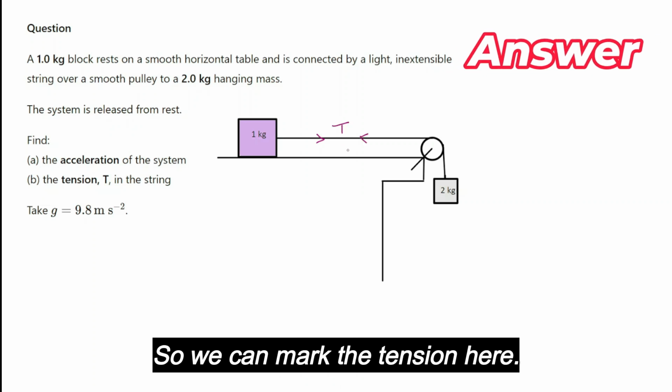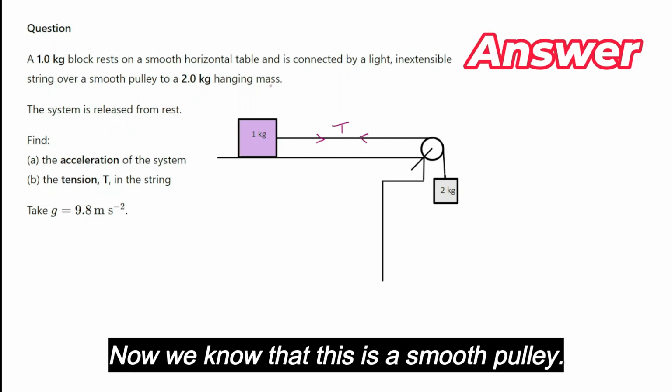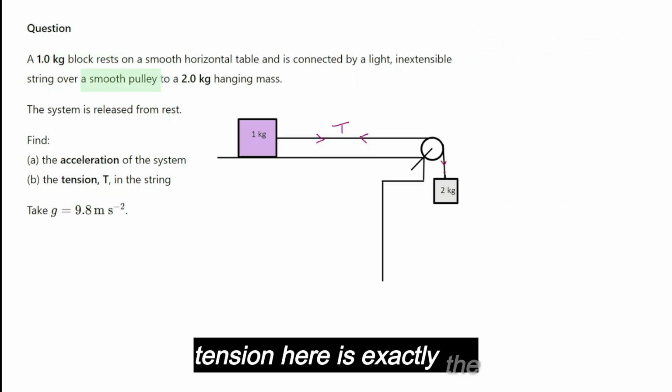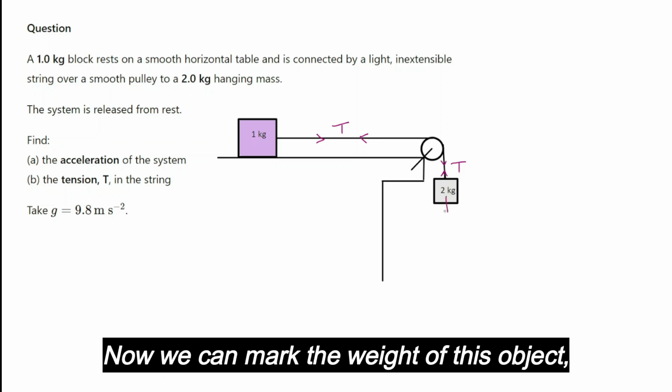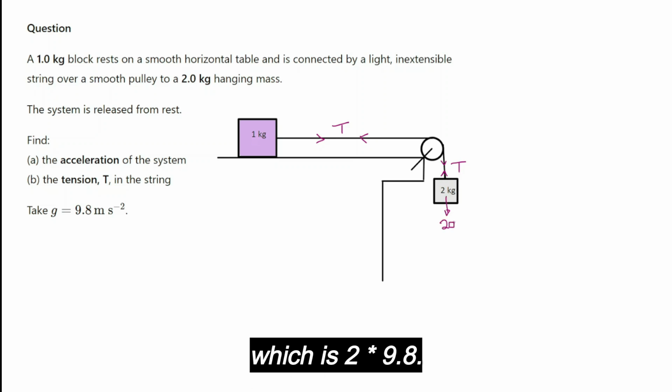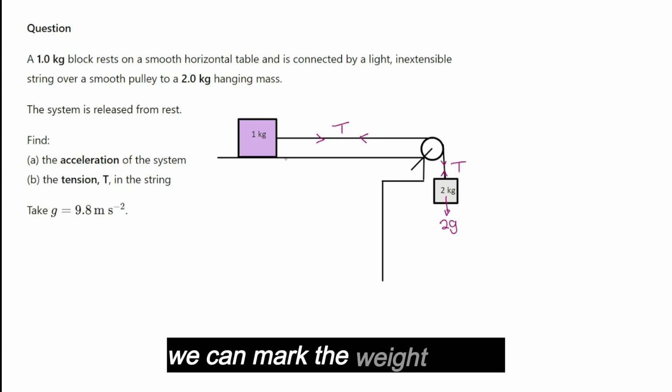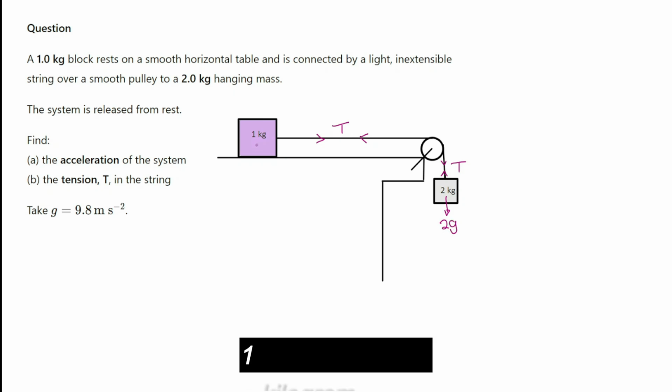So we can mark the tension here. Now, we know that this is a smooth pulley, therefore the tension here is exactly the same. Now we can mark the weight of this object, which is 2 times 9.8. Let's call it 2g. Now we can mark the weight of this 1 kilogram object.